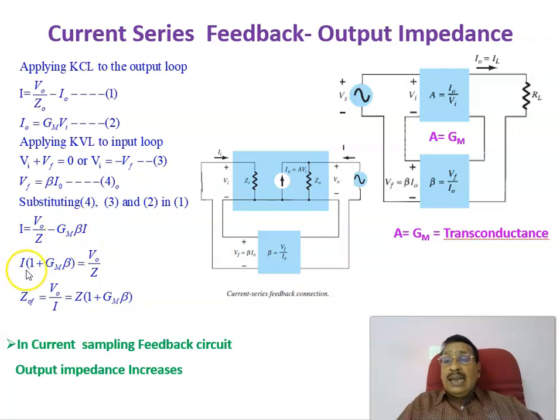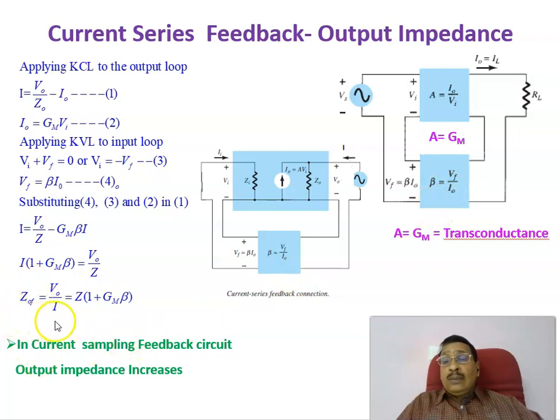Grouping the terms in I, I into 1 plus Gm into beta equals V0 by Z0. So Z0F, which is V0 divided by this current I, is given by Z0 into 1 plus Gm into beta. Therefore, output impedance with feedback equals output impedance without feedback into 1 plus Gm into beta, where Gm is the transconductance gain and beta is the feedback factor.